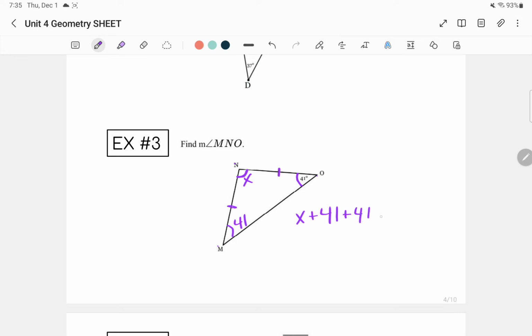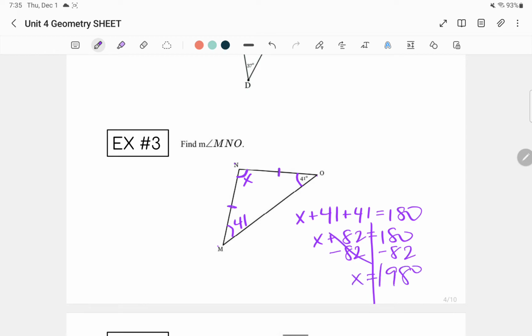X plus 41 plus 41 equals 180. So 41 plus 41 is 82. And when I subtract from 180, X is 98. So my angle is 98 degrees.